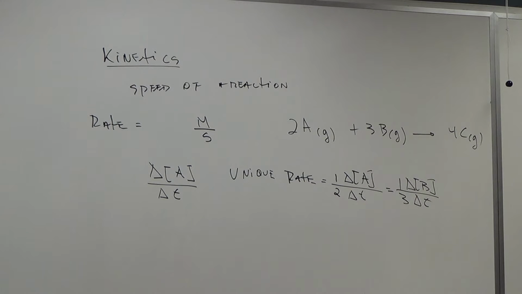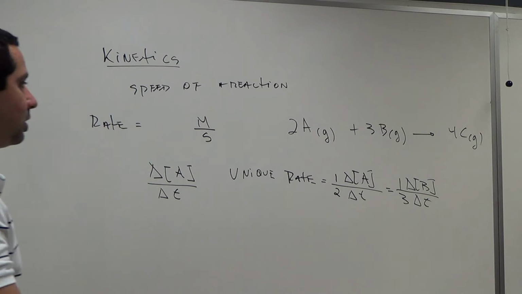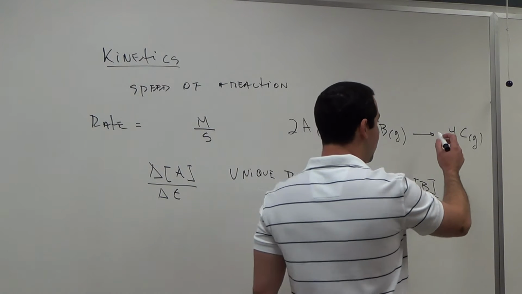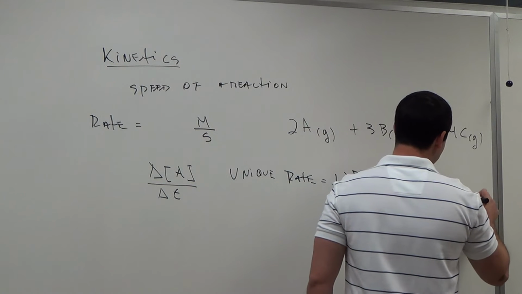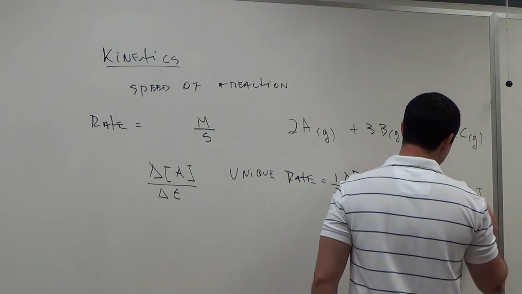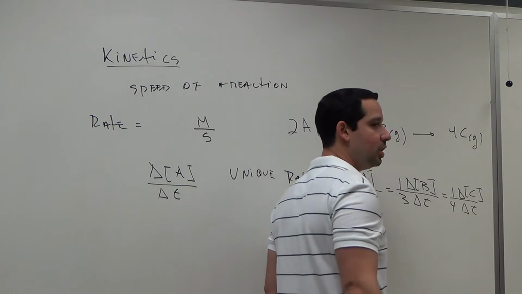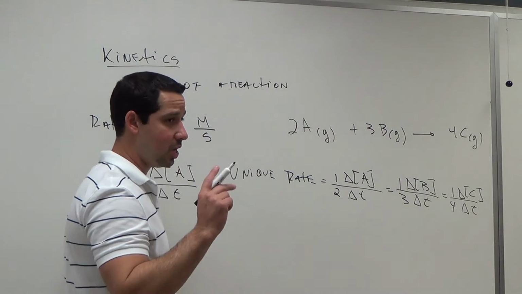Should also be the same with 4 for component C. Yes. So for component C, that would be 1 divided by 4, change in concentration of C, divided by the change in time. We're not done with this yet, okay?